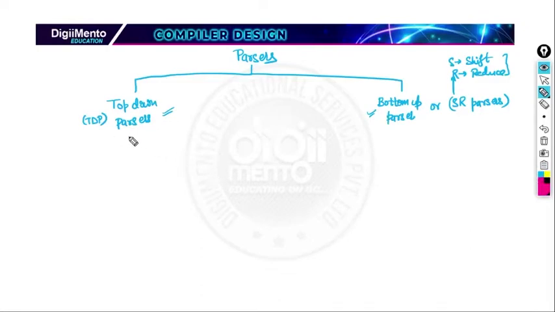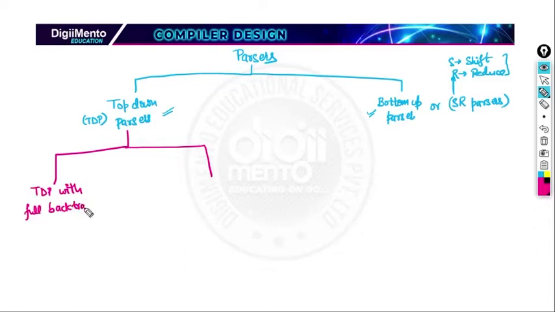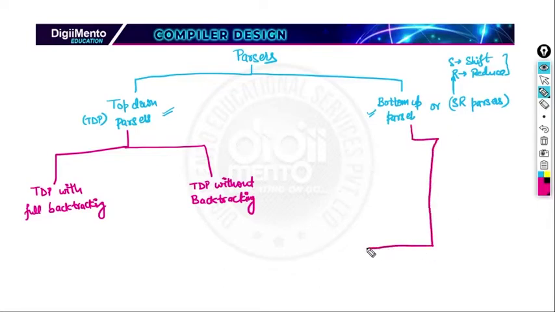Clear? Now in top down parser we have two types: one is top down parser with full backtracking, and another one is top down parser without backtracking. And in bottom up parser we have two types: one is LR parsers, and another one is operator precedence parser.